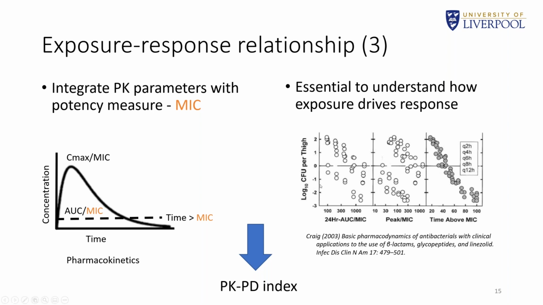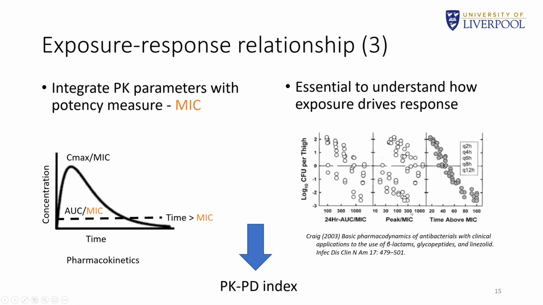Then we take the data emerging from that and plot out exactly the same data, but express the dose in terms of our PK parameters: AUC over MIC, Cmax over MIC, or time above MIC. Now, in this example, you can see that there's no relationship. There's a complete scatter of data here, where the same data is plotted against AUC over MIC, and the same with peak over MIC. But here with time above MIC, you can see a nice correlation with increasing time above MIC and a decrease in bacterial burden.